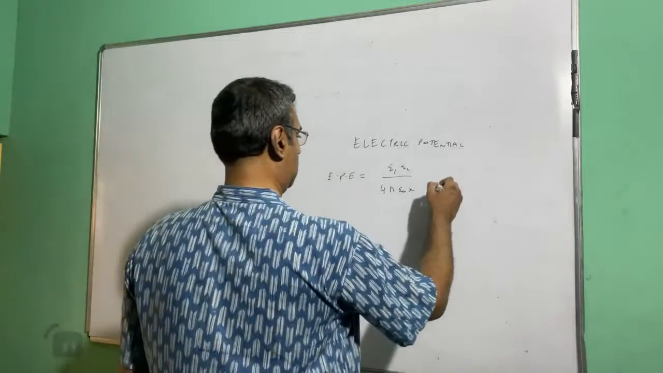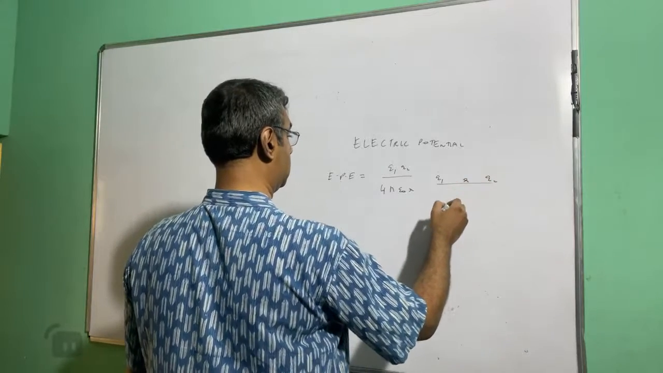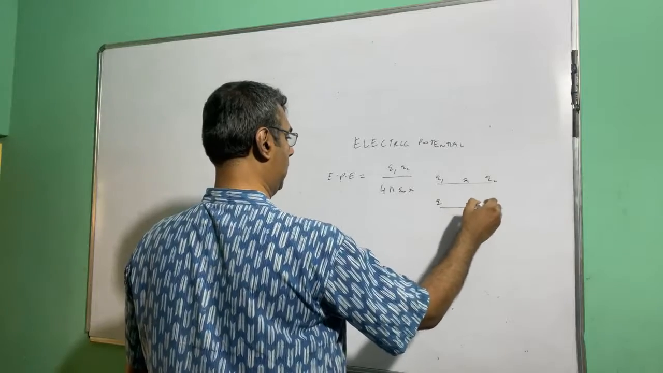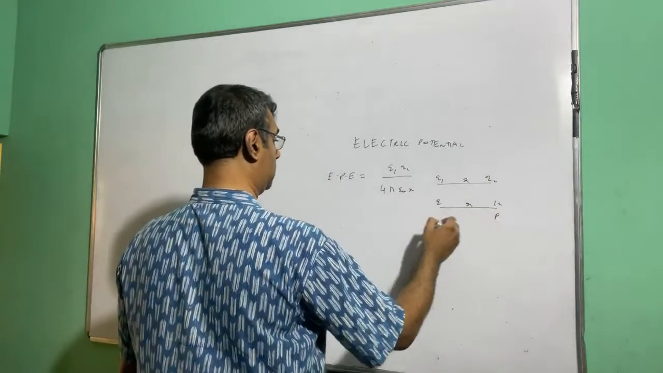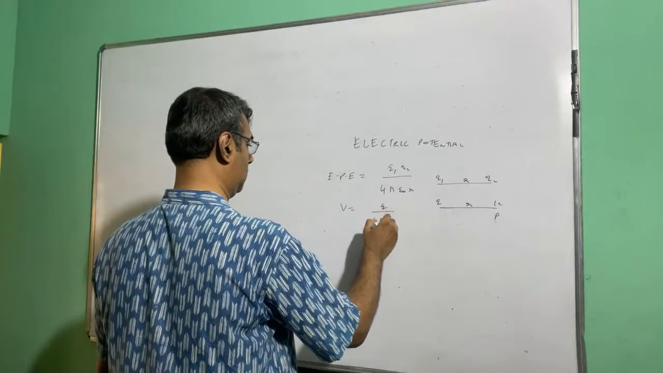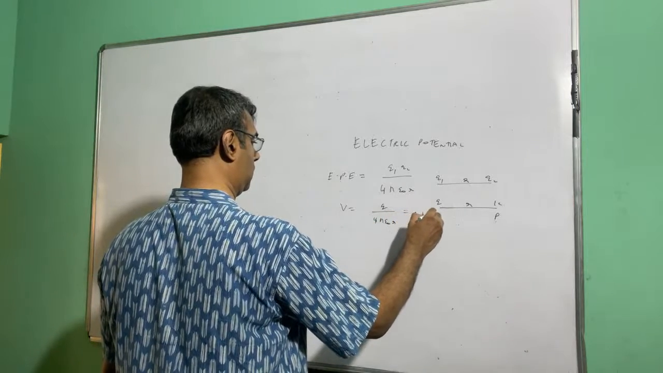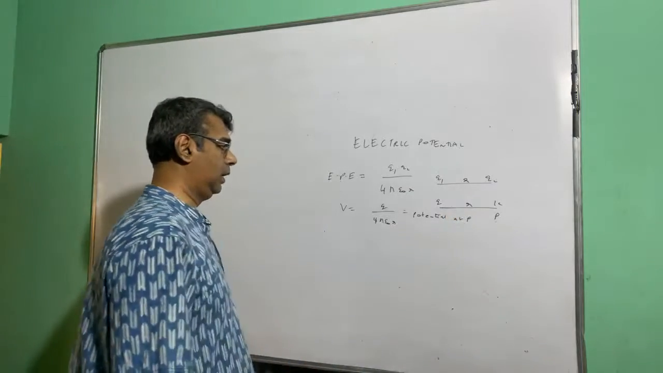Now suppose this is Q1, this is Q2 and this distance is r. If you replace this Q2 by 1 coulomb, and if you call this point P, then V is equal to Q by 4 pi epsilon naught R, which is the potential at the point P.